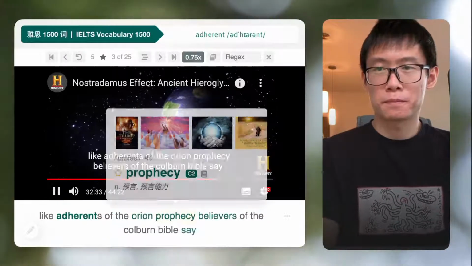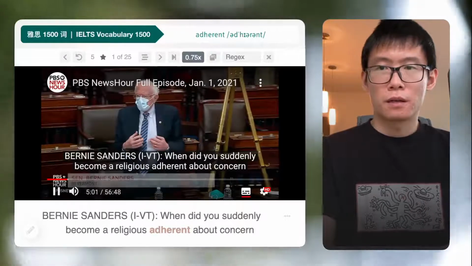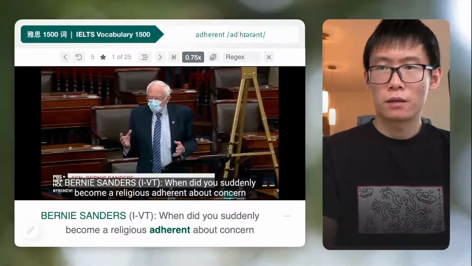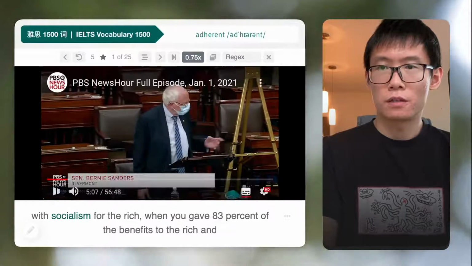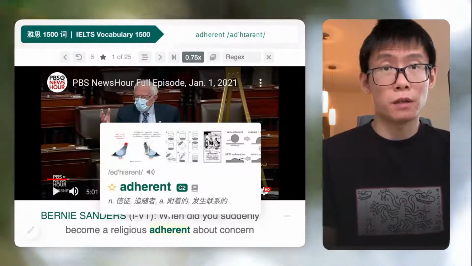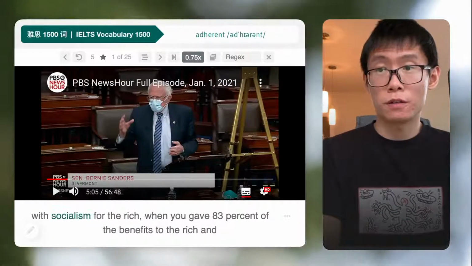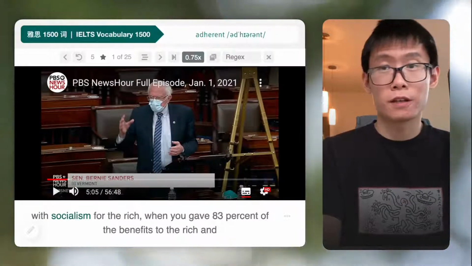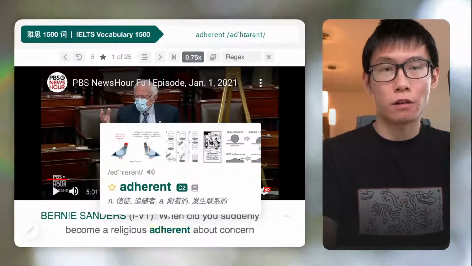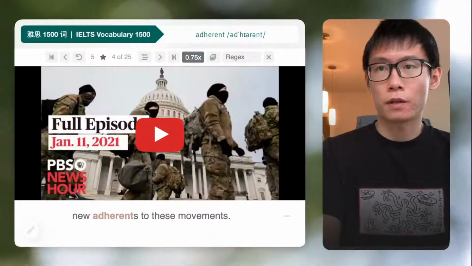Like adherents of the Orion. We've looked at this already. Why did you suddenly become a religious adherent about concern of socialism for the rich? So here he's saying that all of a sudden you became an adherent to this religion of concern about the rich. He's saying that these people who favor the rich are like adherents to a religion. So that's his point of view.